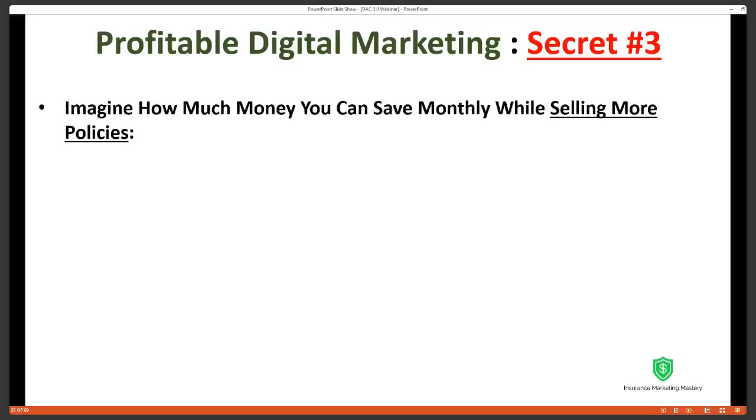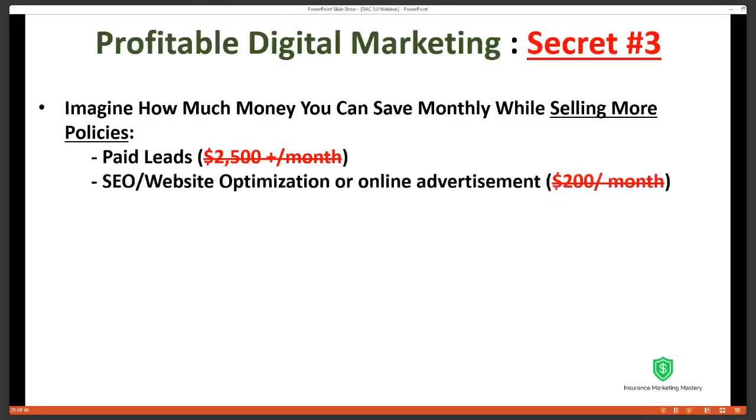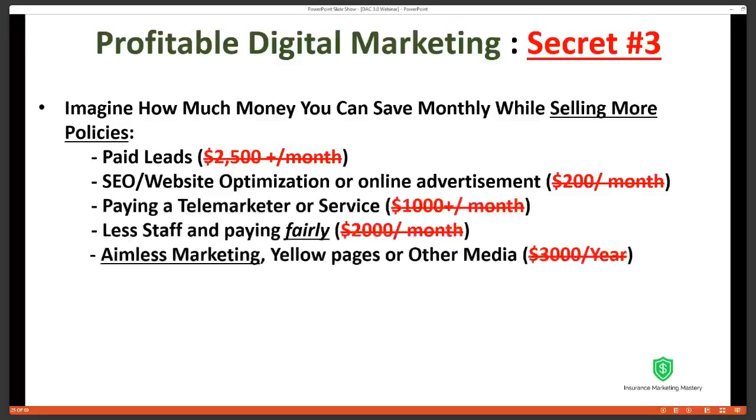Now, imagine how much money you can save and sell more policies if you cut out paid leads, right? Whatever your number was, my example is 2,500. Imagine if you could cut out anything you're paying for SEO or website optimization or online advertisement, those paid ads, whether it's Facebook, whether you're paying someone to email market for you, a banner ad on a website, whatever. Imagine if you cut that out, whatever that expense is to you, write it down.